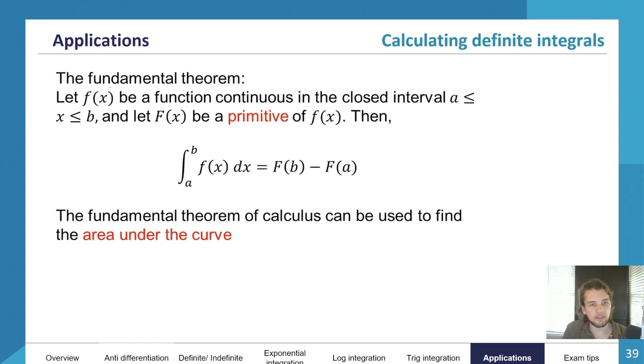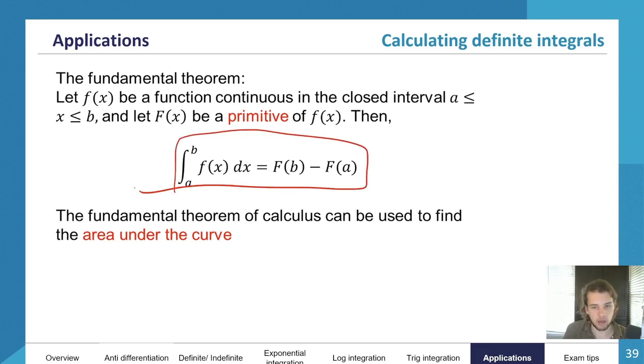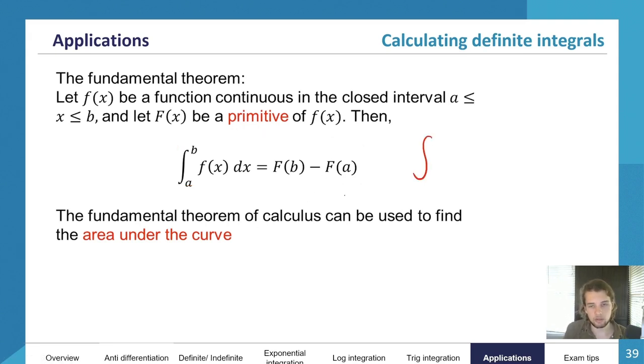So let f(x) be a function continuous in the closed interval a ≤ x ≤ b, and let F(x) be a primitive of f(x). Then we've already been over this. This is a repeat of the slide of the idea that we can use our basic integral to find our definite integrals. We get our basic integral function, substitute b into it, and then subtract the substitution of a into it, and that gets us our area underneath the curve.